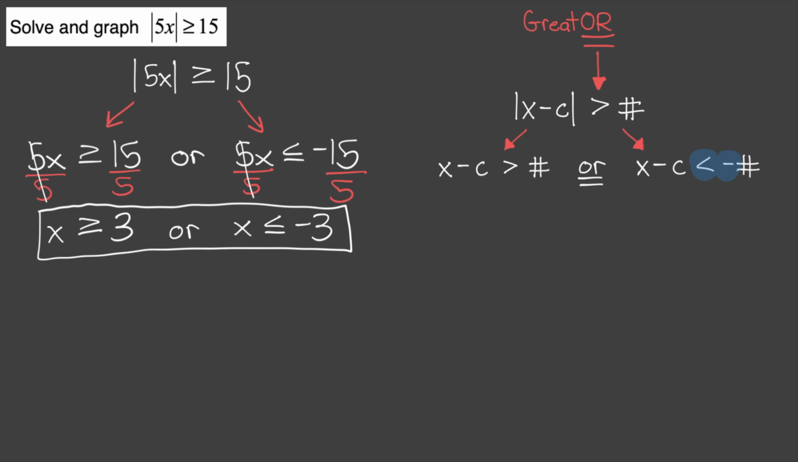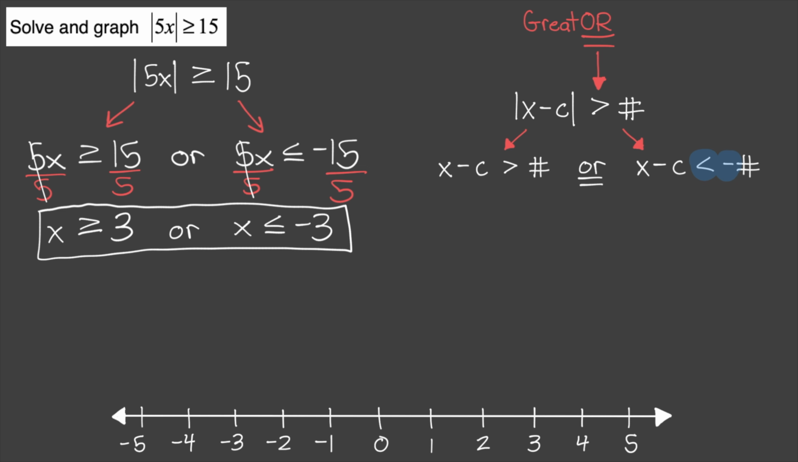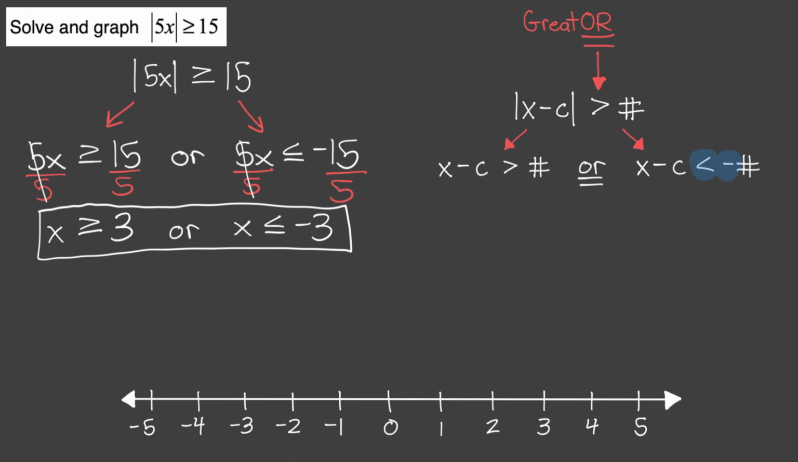We'll write our answer in interval notation as well after we graph. So let's go ahead and graph this. The first inequality is x is greater than or equal to 3. So we're going to start at 3, and because it's equal to 3, it includes 3. So we're going to fill in our circle. This means it includes 3, and greater than or equal to means it goes to the right.